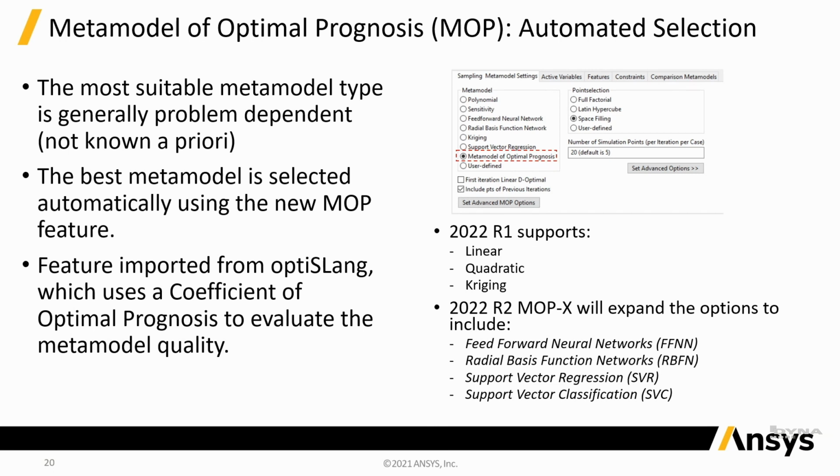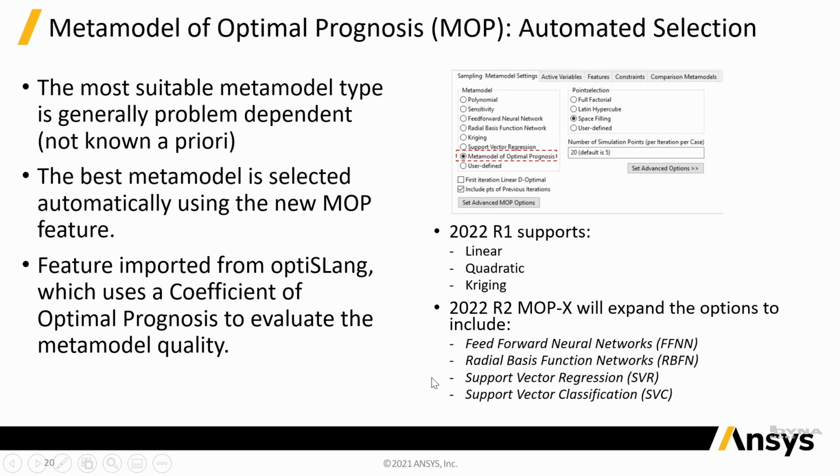And so currently, we've added that on as an extra metamodel, and currently it supports linear, quadratic, and kriging, but we'll also, in the R2 version, which is June of 2020, make it more comprehensive. Next slide.